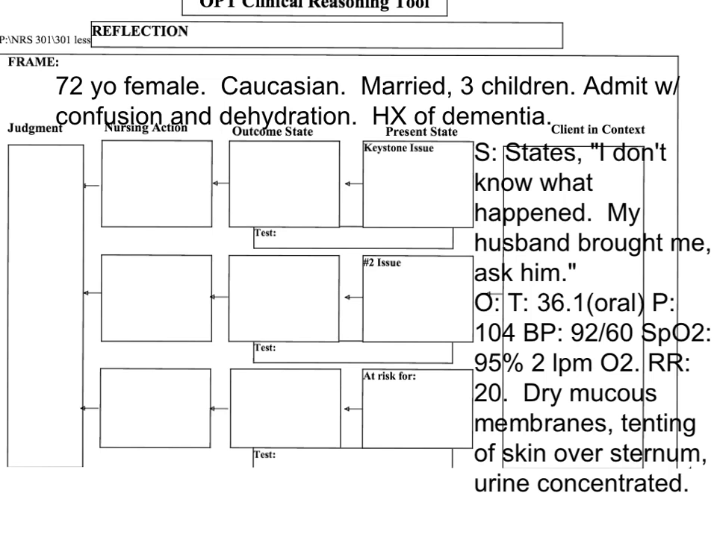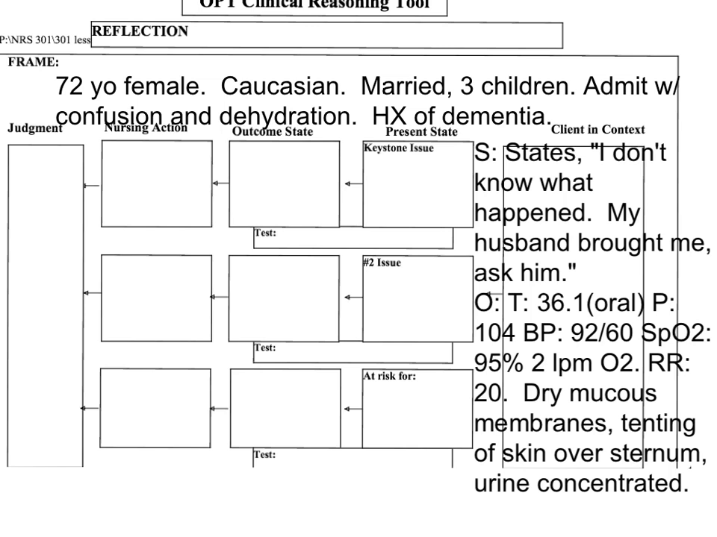All right, so let's move beyond that and start talking about how you take client data and then use this form or process to help make sense of the data. Some essential information that I put in the frame here just to help you understand this patient a little bit is that she's a 72-year-old female, Caucasian, married, has 3 children, and was admitted with confusion and dehydration. She also has a history of dementia.